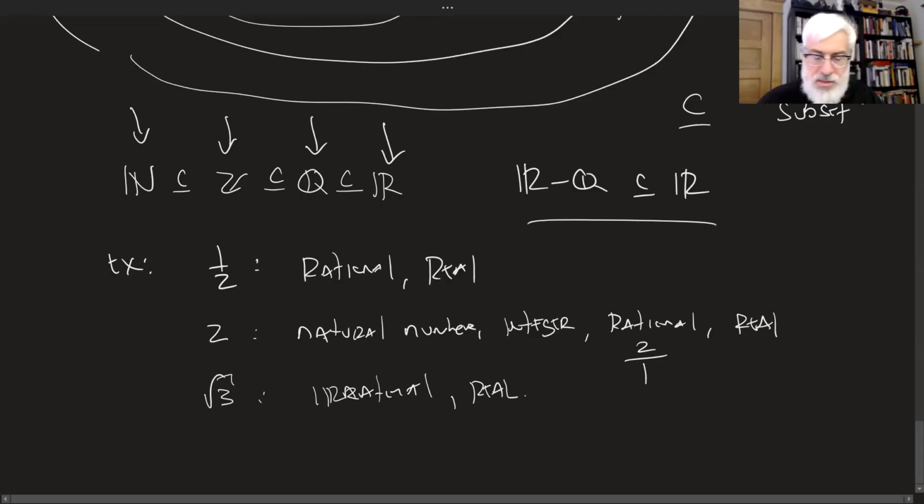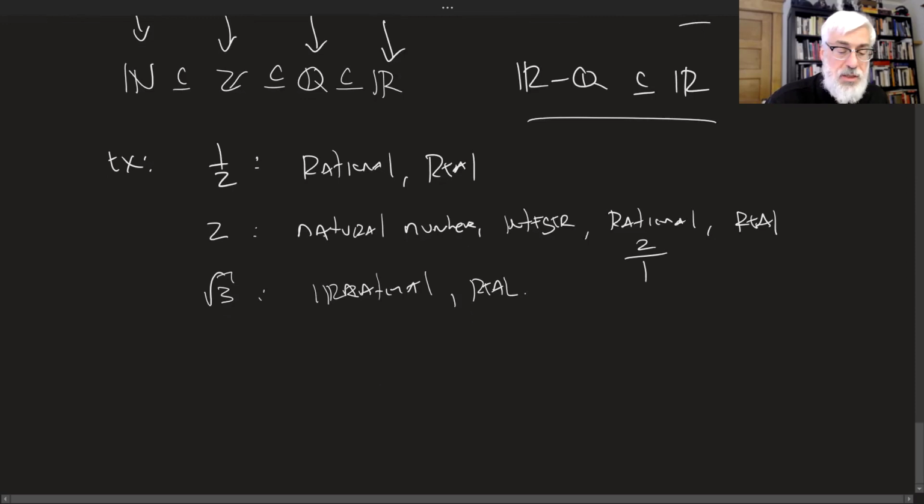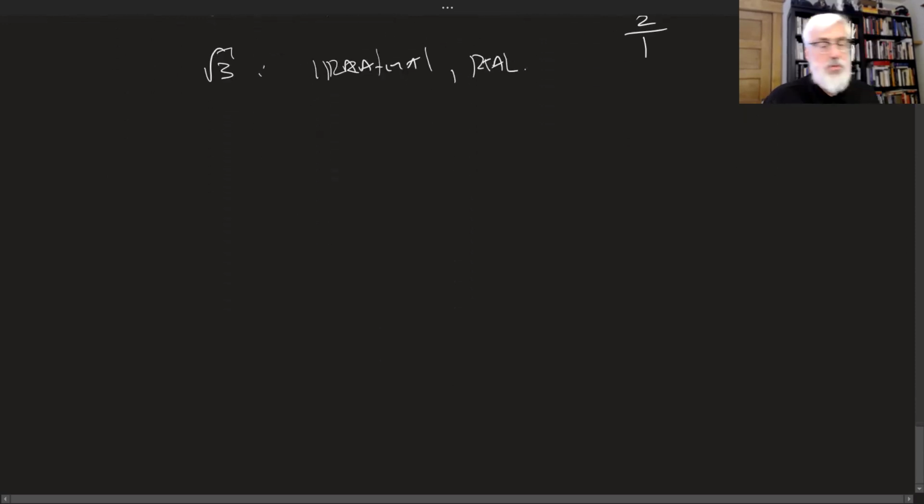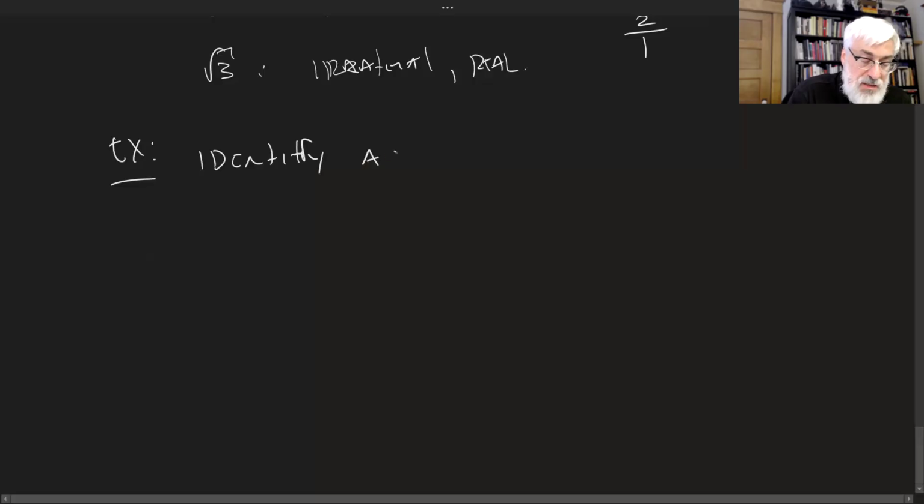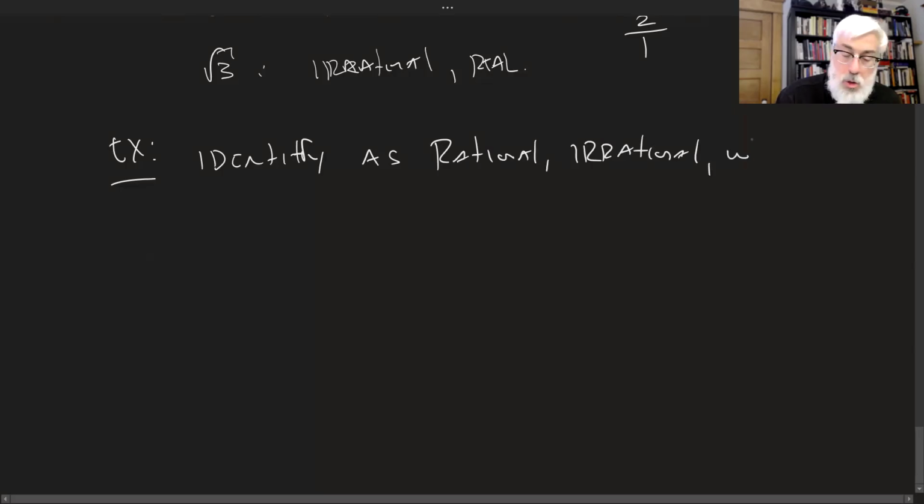All right, so let's look at some examples, and this will be classification. We just want to see if I give numbers, where are they, or what are they? So an example would be, let's identify these as, let's say, rational, irrational, whole, and natural. So that's it. We want to identify them as one of these.